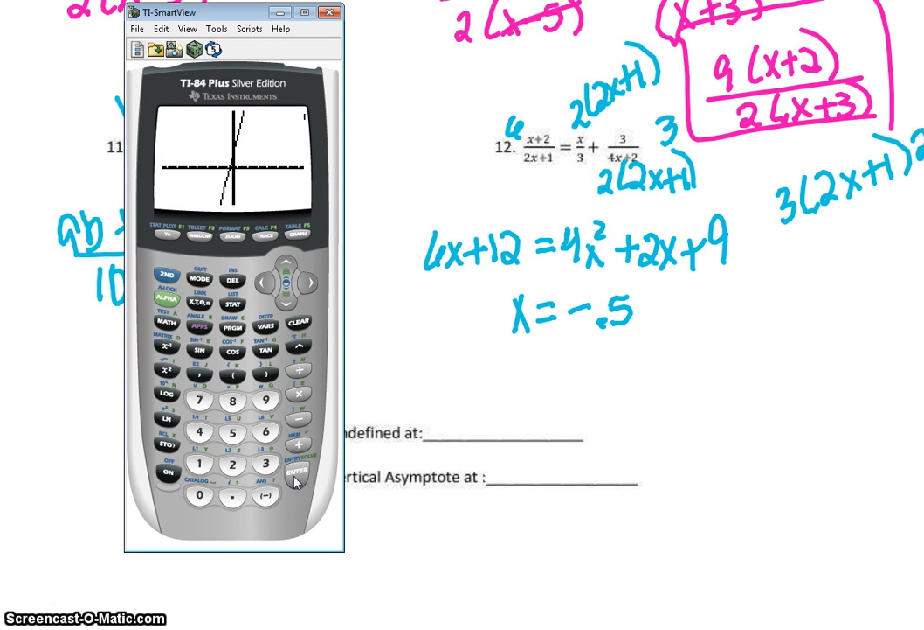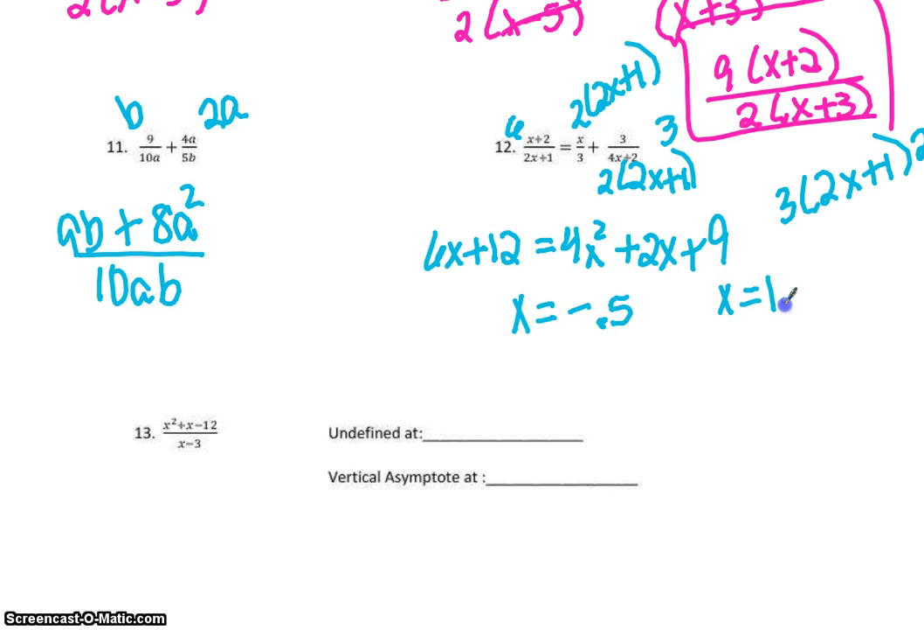The reason I'm wanting to check this is that I see a 4x squared, which makes me think quadratic. It makes me think that it might have 2 solutions. So I'm going to go second calc 5, and I'm going to go way to the right. And then I'm going to do enter, enter, enter again. And sure enough, x equal 1.5 is also a solution. Anytime you see an x squared, you need to think there's probably 2 solutions.